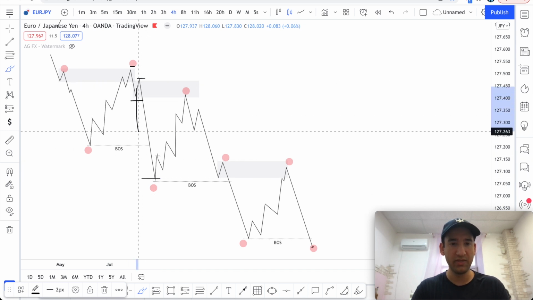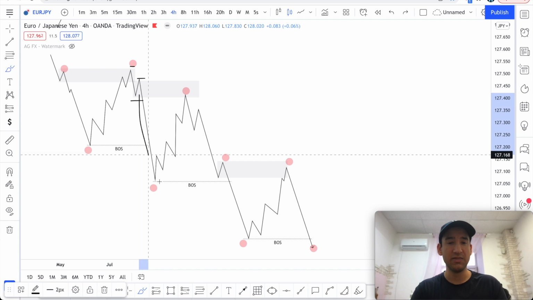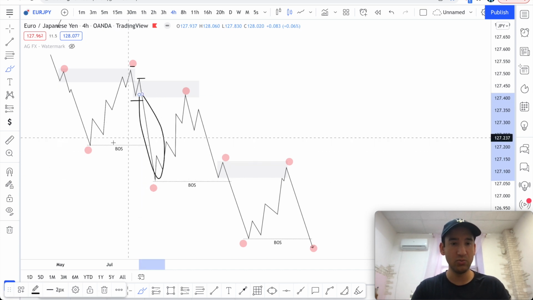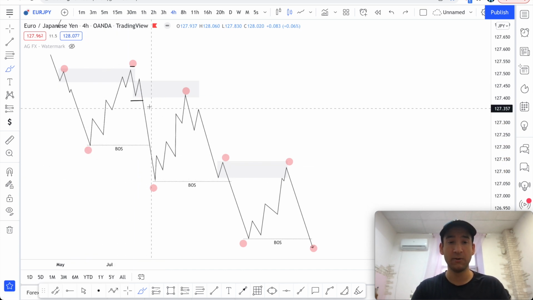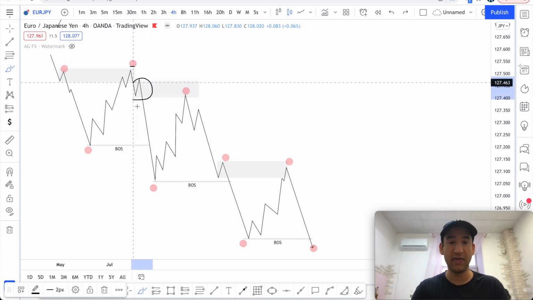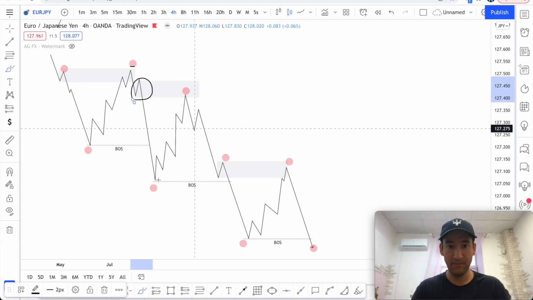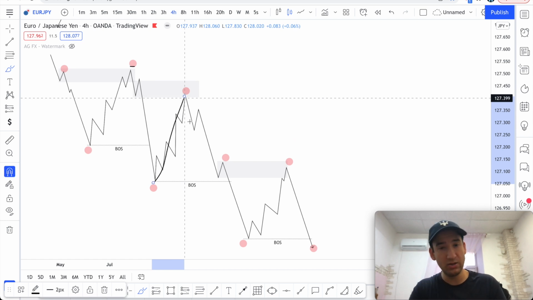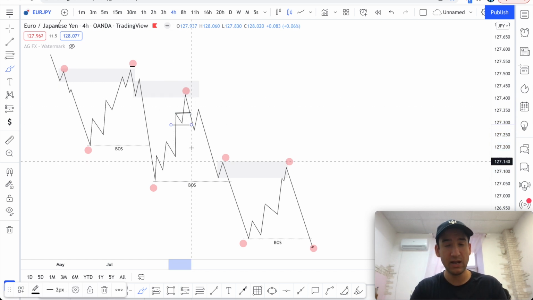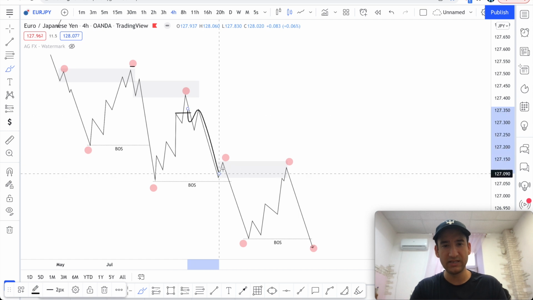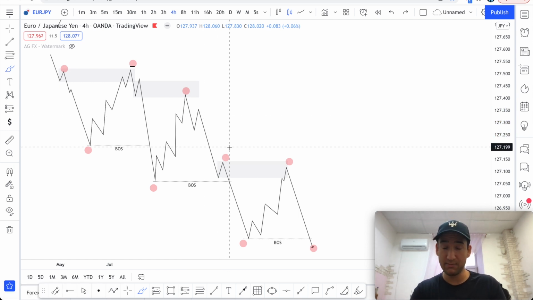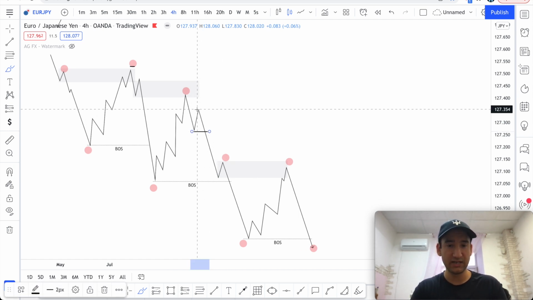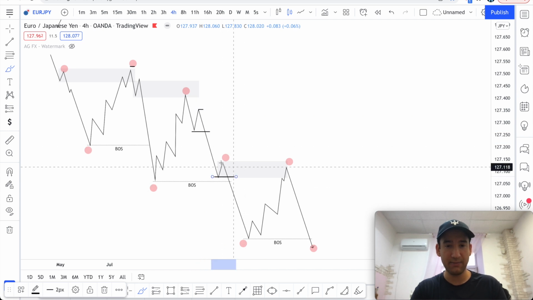We're working within this range only because this area or this extension was responsible for this break of structure, and this is what caused that break of structure to happen. Once price mitigates, again, we can look for another change of character to happen. Once price extends like this, you can see multiple extensions happen in the market. You can clearly see there's an extension that happened here, there's an extension here.